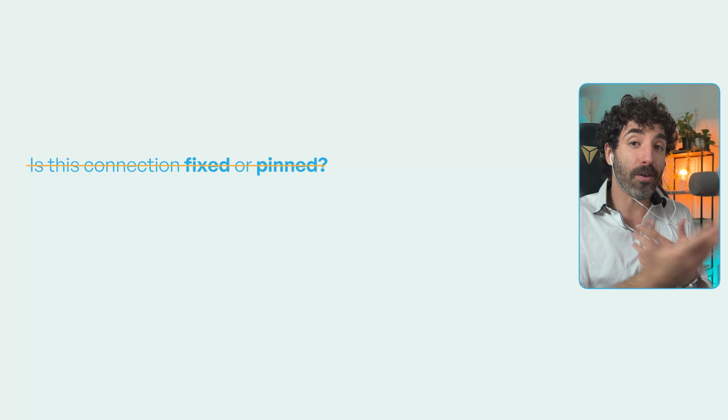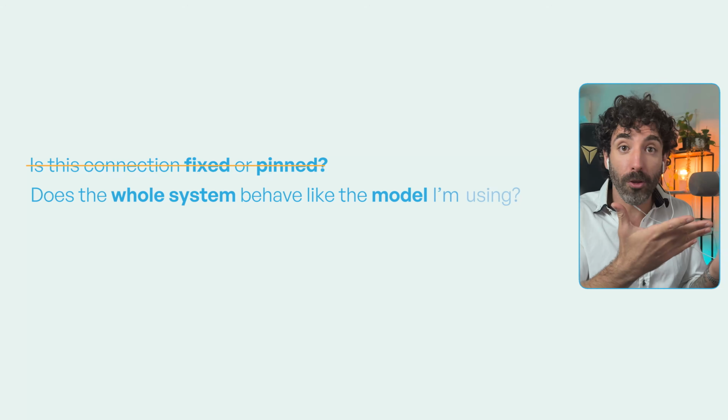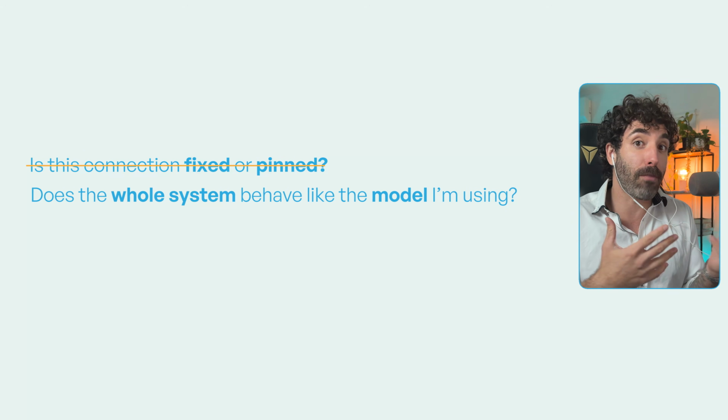Fixity is not just the plate, it is the beam, column, connection, base plate, footing, and soil all working together. That's why you have to be careful when you're designing a single element without taking into consideration what it is connected to. So the better question is not just, is this connection fixed or pinned? The better question is, does the whole system behave like the model I'm using? Does it behave like my assumptions?